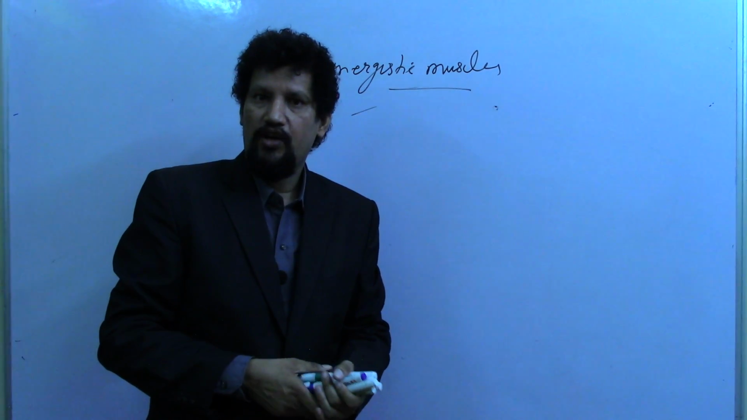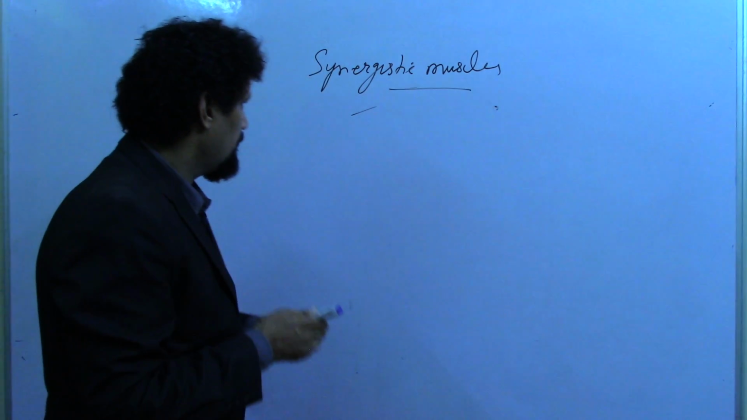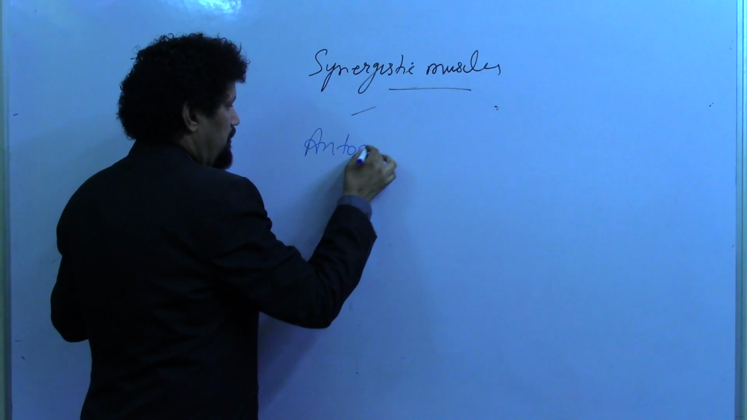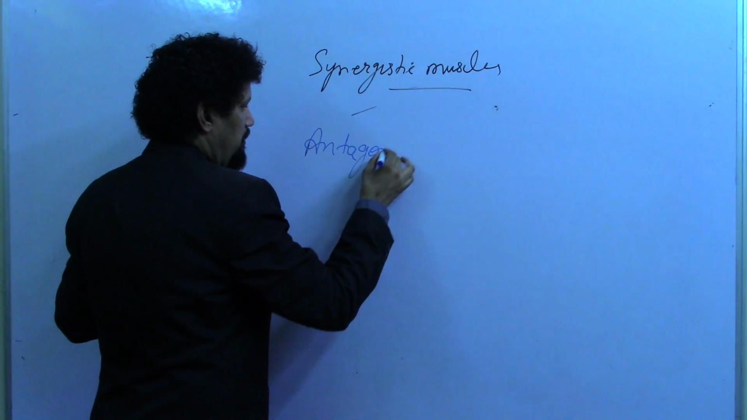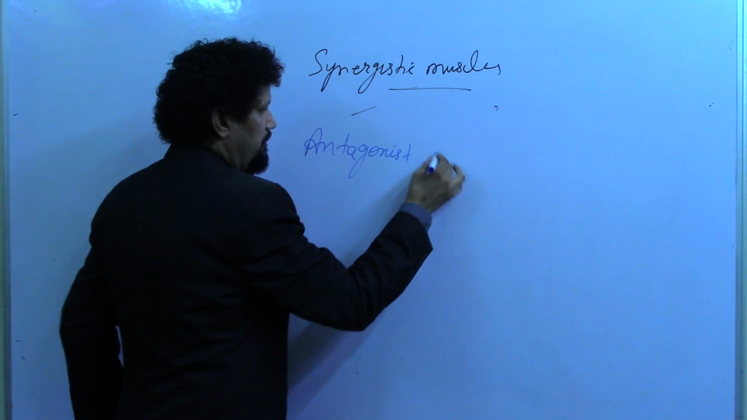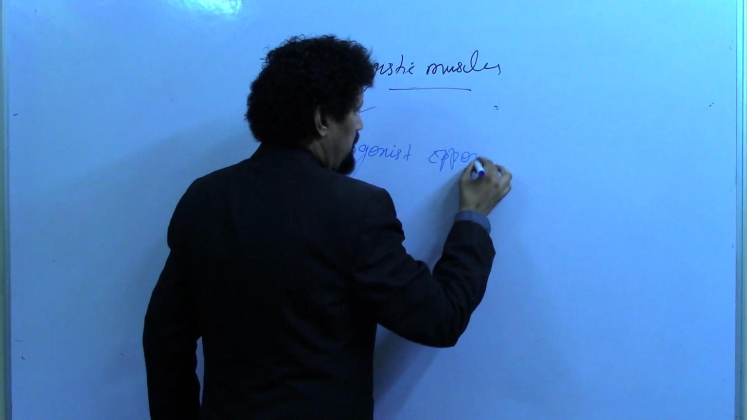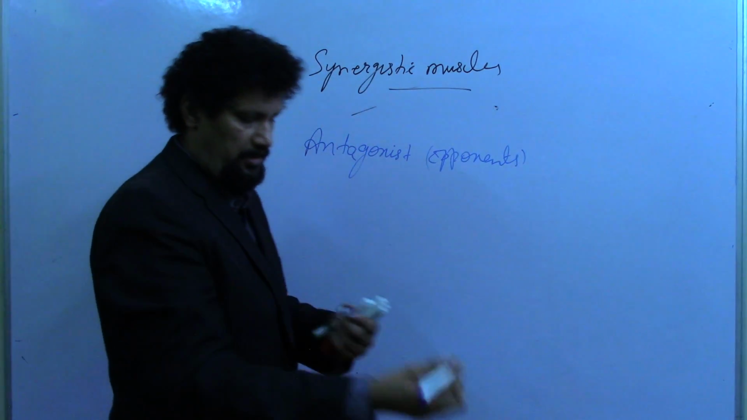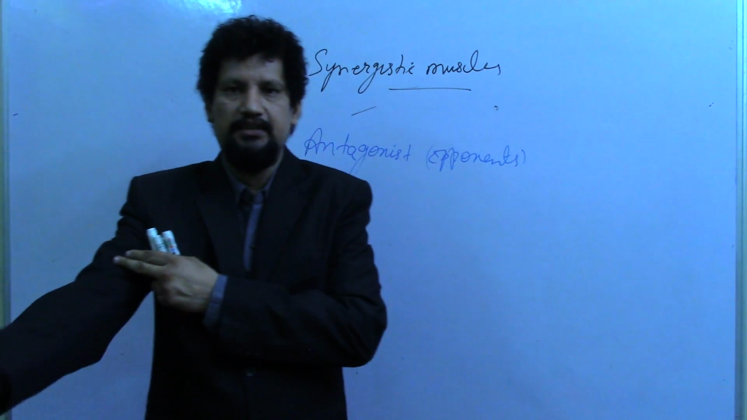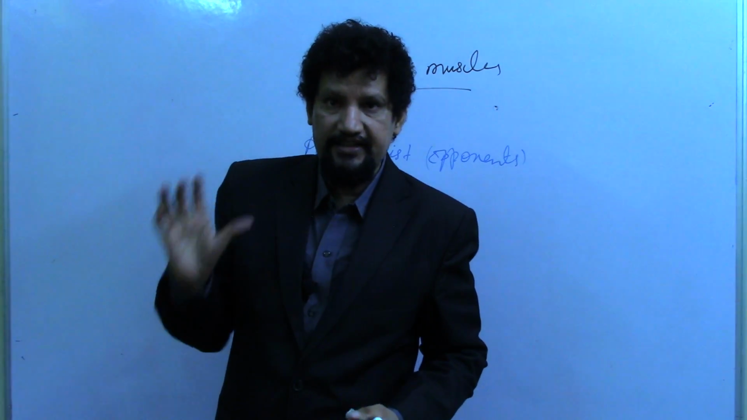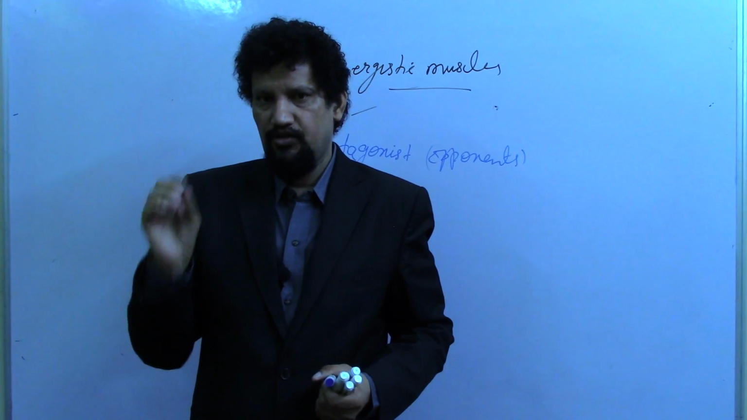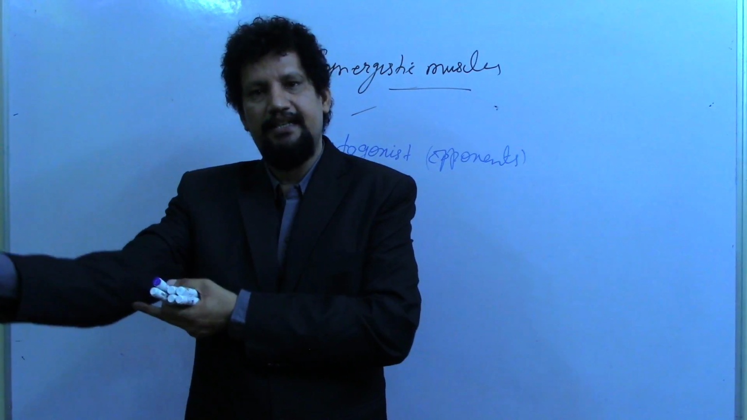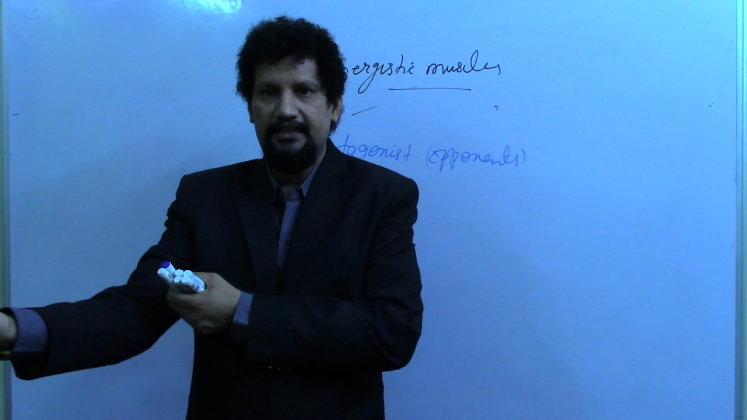The opponents or antagonist muscles are the muscles opposing the movement of these muscles. But remember, opponents are not really opponents, antagonists are not really antagonists. These are the muscles which are responsible for smoothness of the movement.